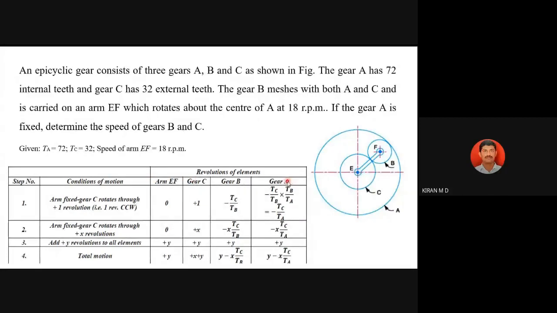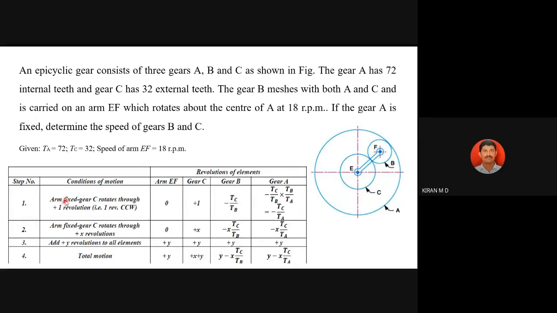Yes, sir. Always when you are writing, first you have to write arm, then you can start with any one gear. If you start with A, A is meshed with B, so you have to write B. Then B is meshed with C, so you have to write C. In this I took C. C is meshed with B, so I wrote B here. Then B is meshed with A, so I wrote A.